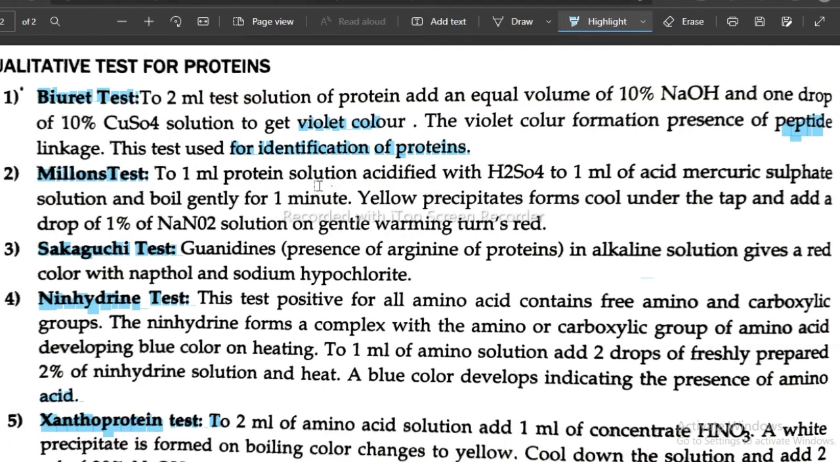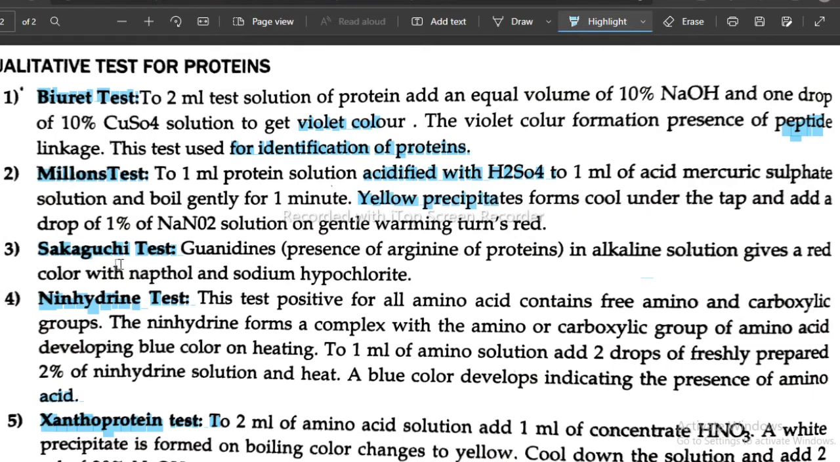नेक्स्ट इज द मिलन टेस्ट. यहाँ पर यू हैव टू टेक 1 ml ऑफ प्रोटीन सोल्यूशन, एसिडिफाई करना है. एसिडिफाई मतलब यू हैव टू पुट एसिड टू एसिडिफाई द सोल्यूशन. यहाँ पे एसिड जो है H2SO4 लिए है, या फिर यू कैन ऑल्सो टेक HCl 1 ml of it and acid mercuric sulfate solution and gently boil for 1 minute. फिर इसमें जो है आपका ऑब्जर्वेशन ये आएगा कि इट विल गेट येलो प्रेसिपिटेट.